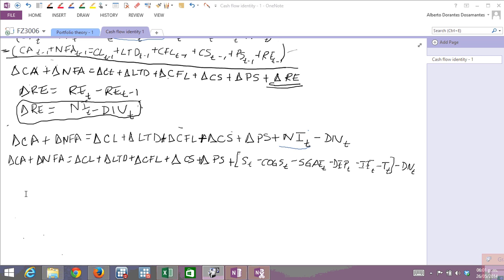Okay, this is part 3 of cash flow identity. Then I'm gonna just keep expanding the identity, the equation. Okay, now if I just move the terms, I'm gonna keep removing the terms. I'm gonna be identifying different terms.